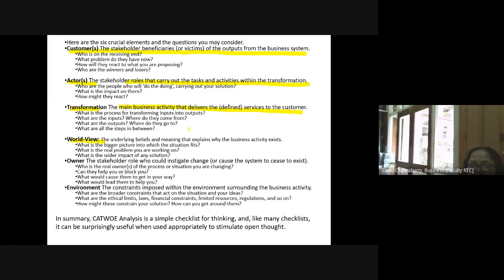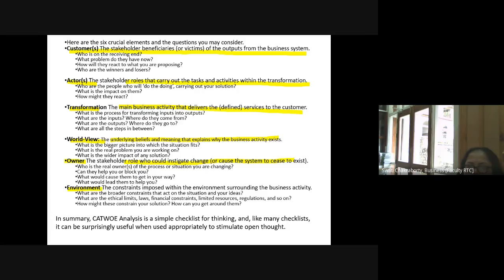W stands for worldview. That's the underlying beliefs and meaning that explain why a business activity exists. What is the bigger picture into which the situation fits? What is the real problem that you're working on? What is the wider impact of any solution? O stands for owner. It's a stakeholder role who would instigate change or cause the system to cease to exist. Who's the real owner of the process or situation you're changing? Can they help you or block you? What would cause them to get in your way? What would lead them to help you?